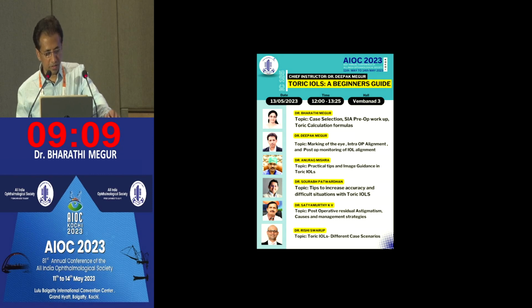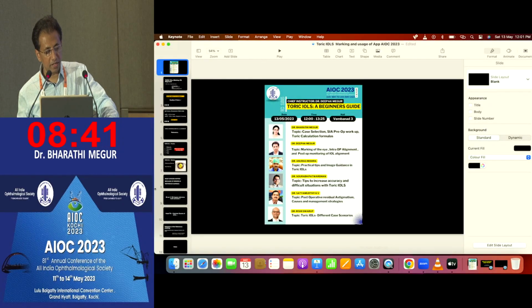So this is the order in which we'll be presenting. The first would obviously be understanding the prevalence of existing astigmatism in our cataract age group patients, how the SIA will be in our patients, and how we work it up. To begin this session, I would like to invite Dr. Bharti, who will help us understand the prevalence of astigmatism and the relevance of Toric intraocular lens practice in the current times. So may I request Dr. Bharti to come and start her presentation.